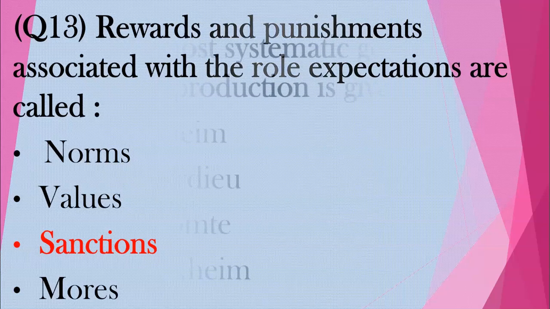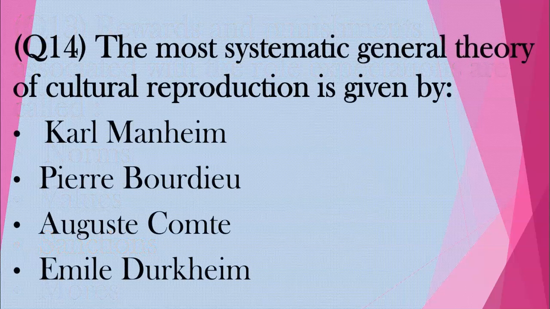Question number 14. The most systematic general theory of cultural reproduction is given by Karl Mannheim, Pierre Bourdieu, Auguste Comte, Emile Durkheim. Here it is talking about how culture is reproduced across generations. Okay, and the answer to this is Pierre Bourdieu.